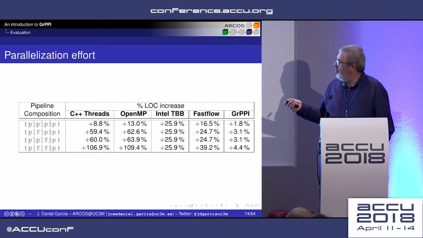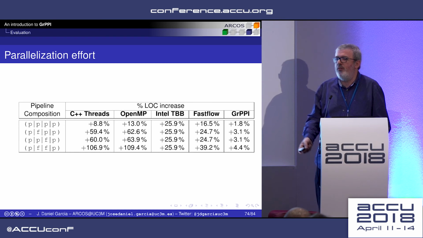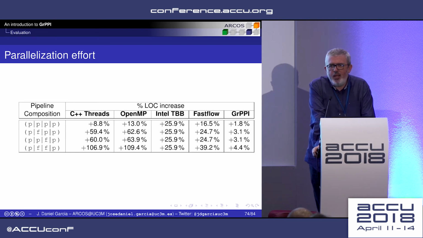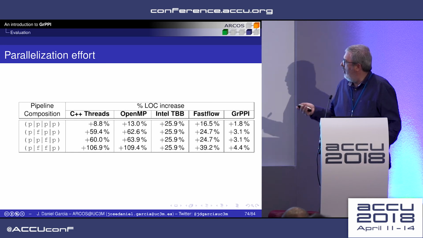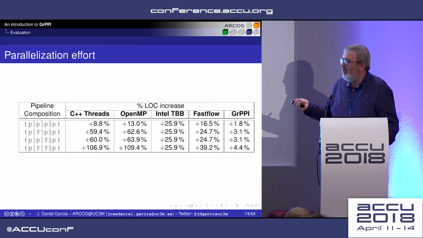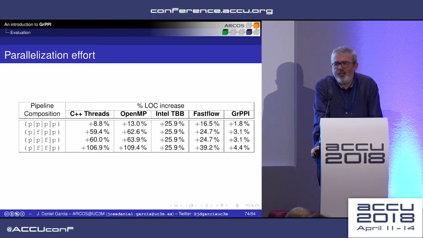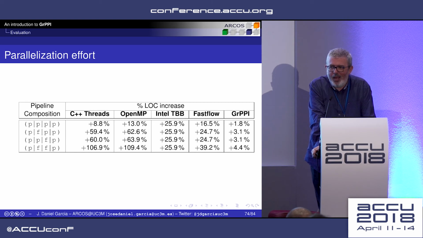We did this again with OpenMP, and the results were quite similar, because if you want to use a pipeline with OpenMP, you have OpenMP tasks, but still for communication you need to write your own queues or use some queuing library. In the case of Intel TBB, it's always the same cost, because Intel TBB has its own pipeline.